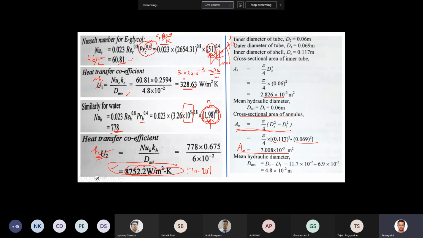Here it comes around 8750, no? 1 divided by 8750, the resistance value is 1.14 into 10 power minus 4. So the order of magnitude you can see is 10 power minus 4 here, and this is 10 power minus 3, about 3 times higher. So this has a higher resistance, and this is the lower resistance. So as per our discussion, in principle, the overall heat transfer coefficient has to be calculated based on this.